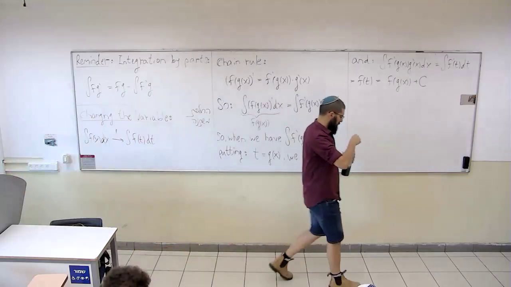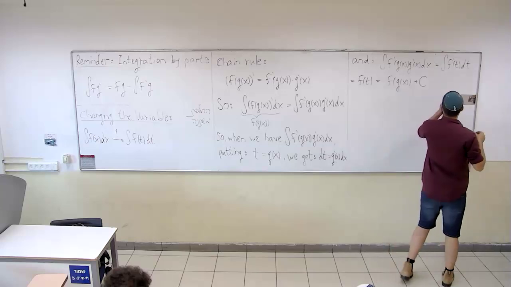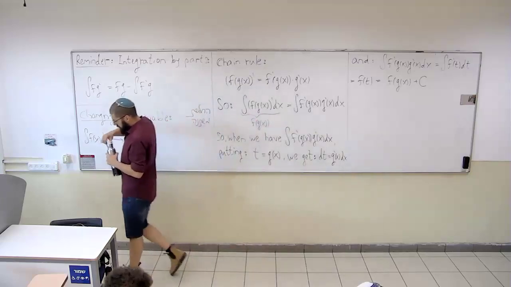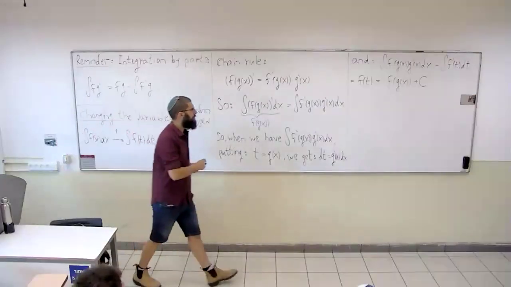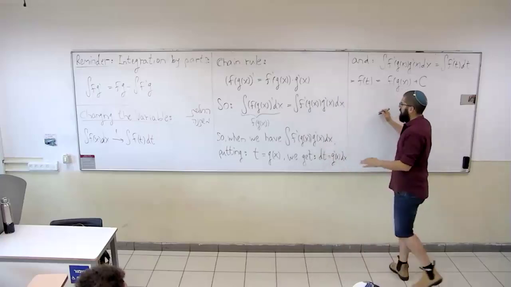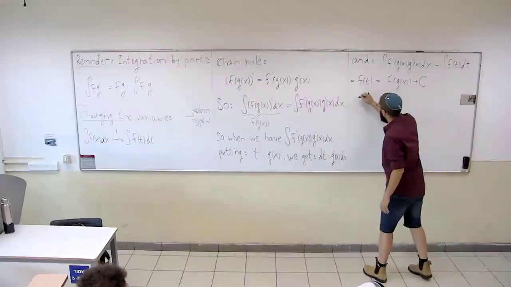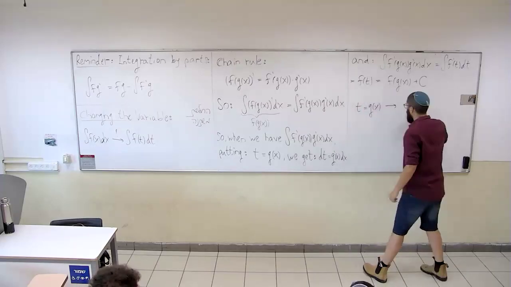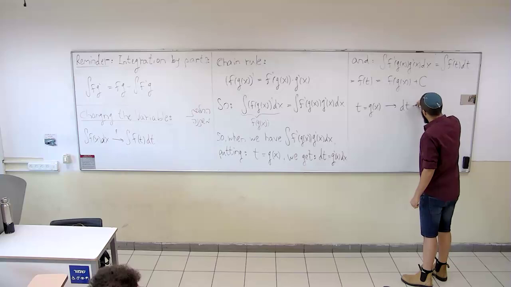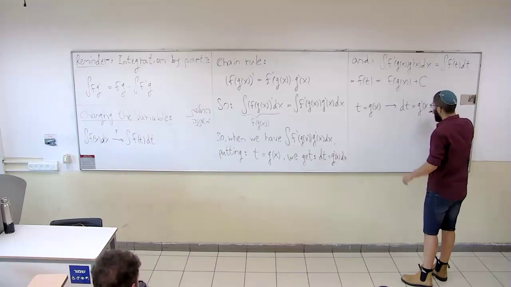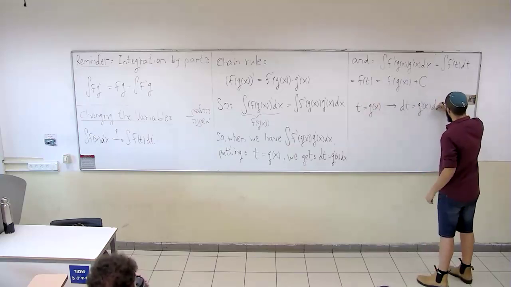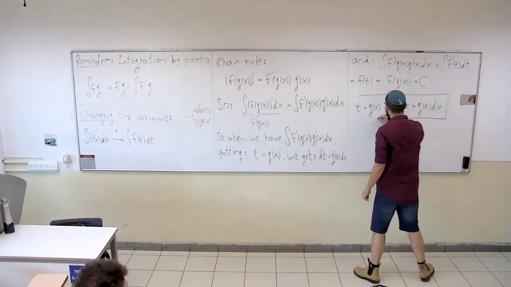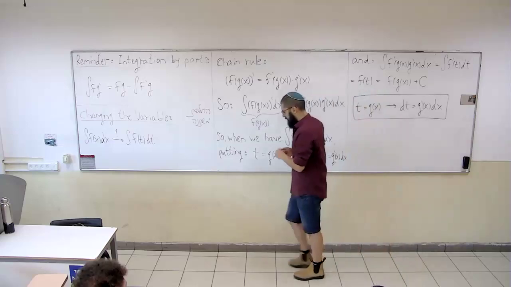I call that changing the variable, or substitution, if you want. If you put t is g(x), then dt, which we need to have in order to calculate the integral, is g'(x) dx.